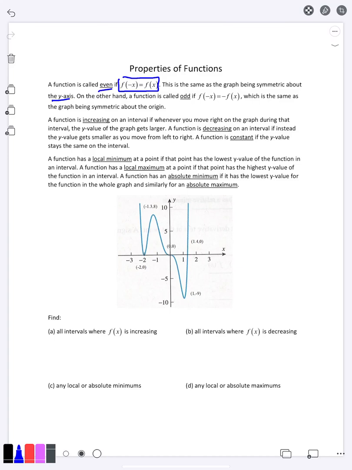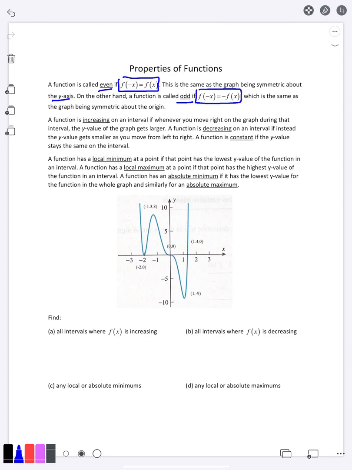Similarly, we also have something called odd. An odd function is going to be when you plug in the negative x into a function and your output is the exact opposite of the output for the positive x. That is the same as being symmetric about the origin. So again, new name, same idea. We're not going to do any examples of that right now though.